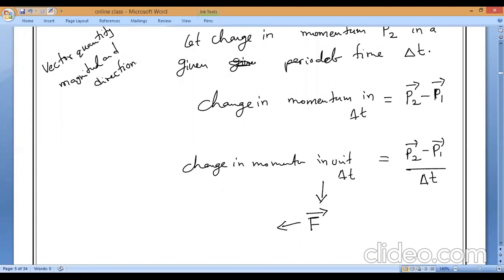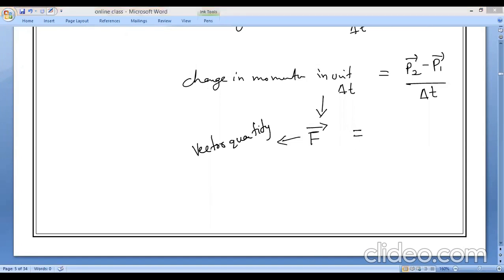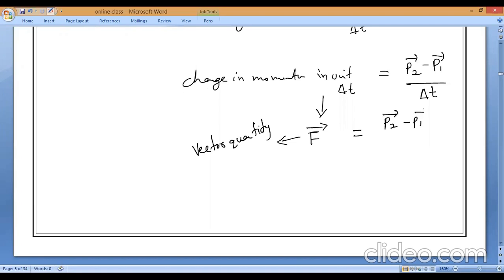So force is also a vector or scalar quantity? Vector quantity. That is why we represent it with an arrow. So F equals, as we all know, the formula P2 minus P1 divided by delta T.